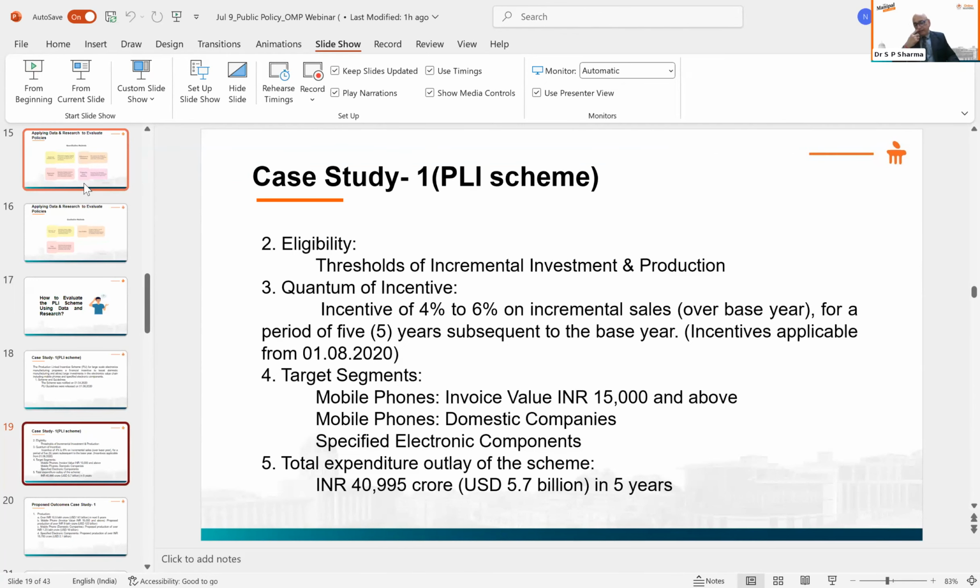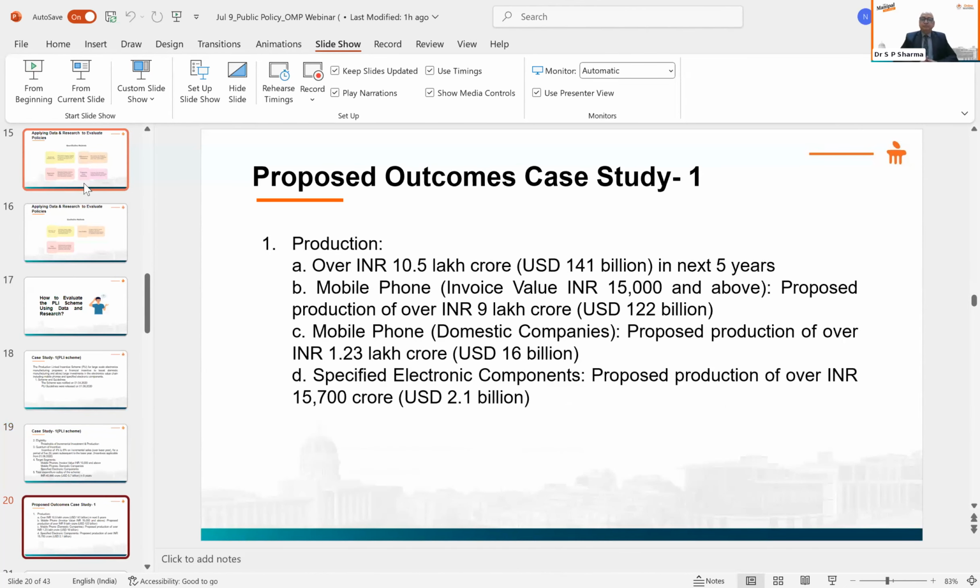And they provided this scheme for many sectors, but if we consider mobile phones, they were considered in the device value of 15,000 and above, for the domestic industries and for the foreign manufacturers also in India. And the total expenditure outlay was 40,995 crore. That becomes 5.7 billion in the 5 years trajectory. So the production levels were anticipated at 10.5 lakh crore. That becomes 141 billion in the 5 years.